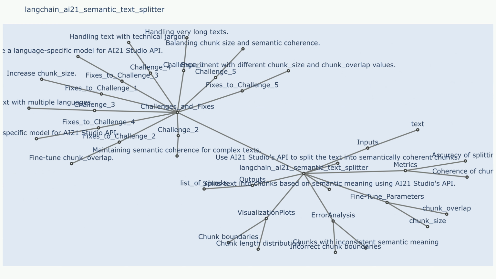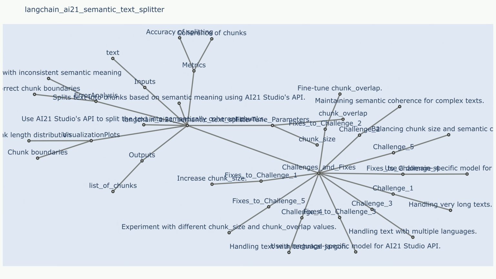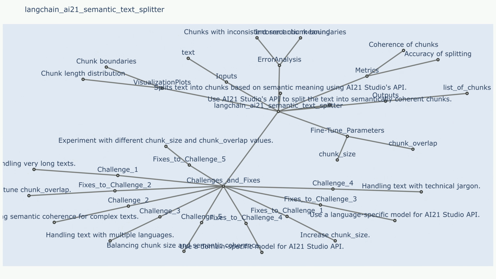Fine-tune parameters. Chunk overlap controls the amount of overlap between chunks, allowing for smoother transitions between chunks. Chunk size defines the size of each chunk in tokens or words. Uncertainty methods. The AI21 Labs API uses internal uncertainty estimation techniques to determine semantic boundaries, but this is generally not exposed as a separate uncertainty metric.